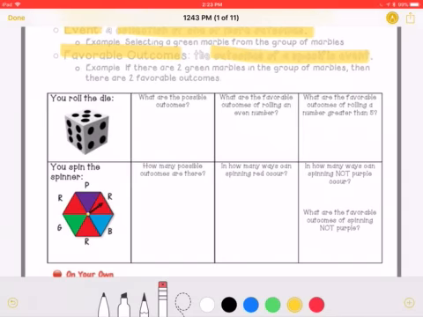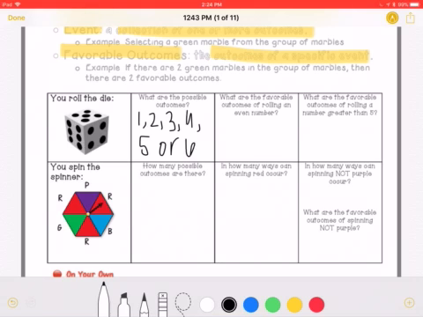So let's do some examples here together. We're going to roll this dice. Now all dice, like a normal number cube or dice that you were to roll, has the numbers 1 through 6 on it. There's 6 sides, each with a different number. So what are the possible outcomes of rolling this dice? Meaning, what could you possibly land on when you roll a dice? Well, your possible outcomes are you can land on a 1, 2, 3, 4, 5, or a 6.